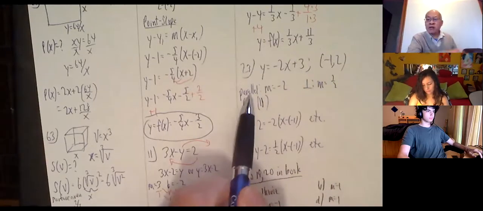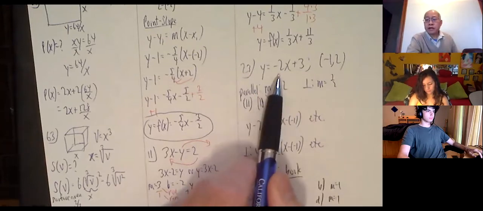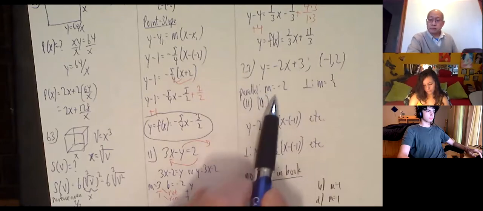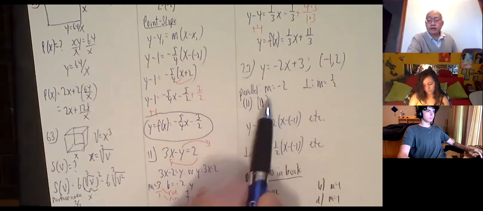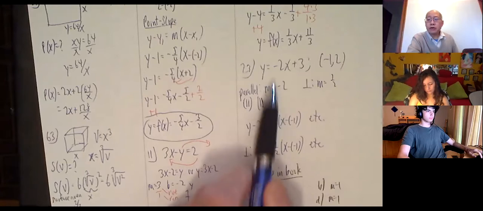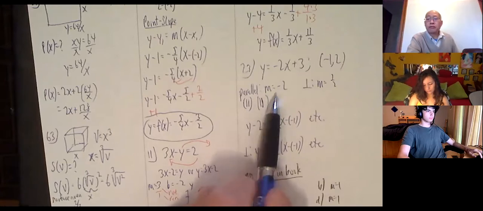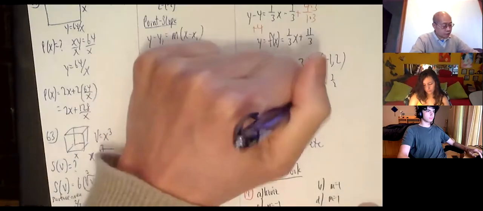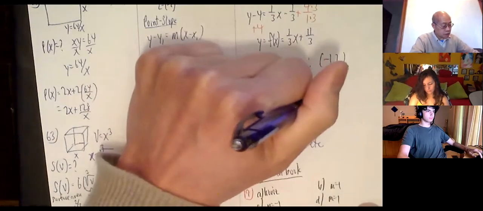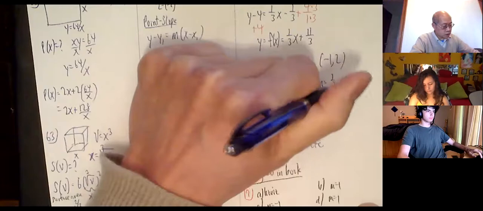You might recall parallel lines have the same slope. So what's the slope of this line? Well, -2. So what's the slope of a line parallel to it? -2. So for the first part, I want parallel lines, so I want the slope to be -2. For perpendicular lines, and this is the abbreviation for perpendicular, an upside down T, perpendicular.